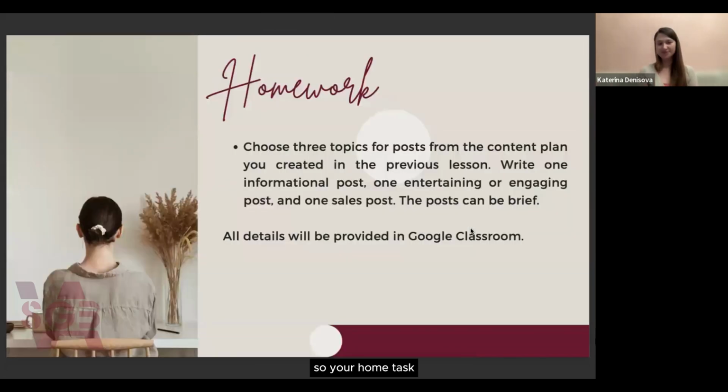So, your home task. Please choose 3 topics for post from the content plan you created in the previous lesson. Write 1 informational post, 1 entertaining or engaging post, and 1 sale post. The post can be really brief. All details will be provided in Google Classroom.